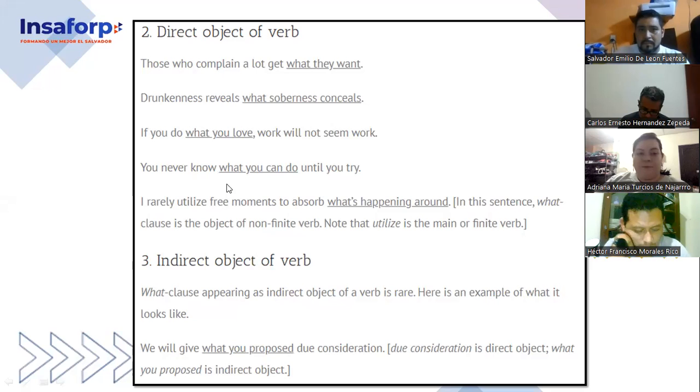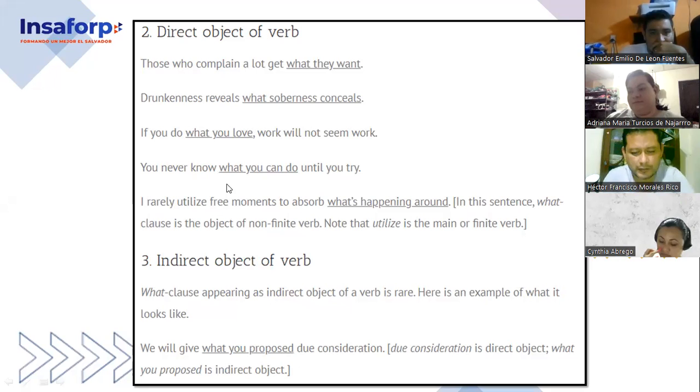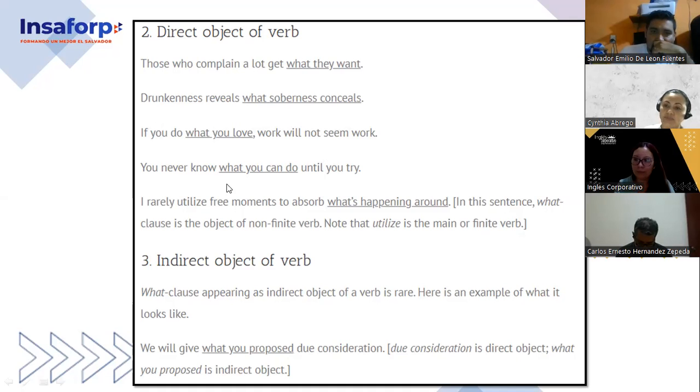Oh, tiene la otra, Adriana, veamos. Traveling is what we all need. Perfect, Adriana, good. Héctor Francisco. Only one teacher. Okay. If you study what you prefer, you can fly far. Very good, that's correct, Hector, nice. Cynthia Abrego, please. If you want to feel better, you should rest more. All right, that's good. Thank you.